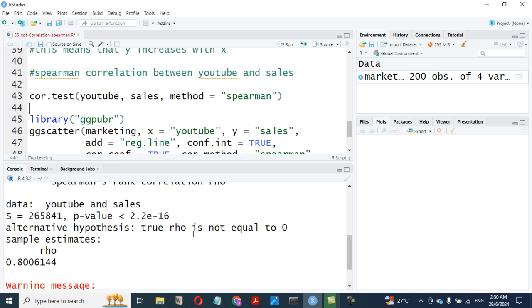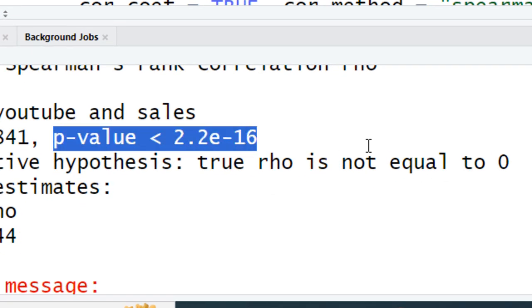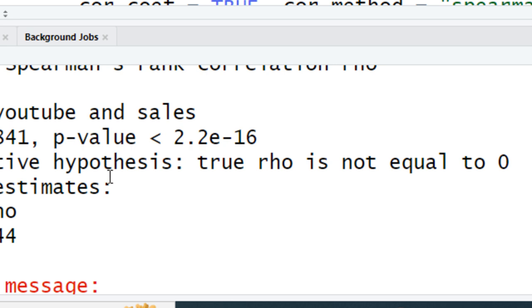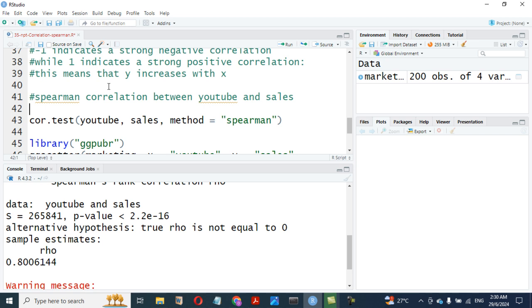So we have it is significant. The p-value is highly significant, and our estimate is equal to 0.8. That's our coefficient. Okay, the way we use Pearson, the same way we have rho here for Spearman. So it was 0.8, which is very high. All right, very close to 1. So you can see that there is a strong relationship between YouTube advertisement and sales, a very strong relationship.